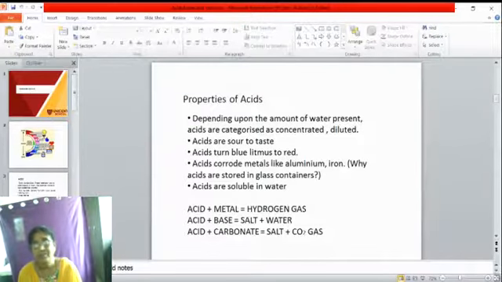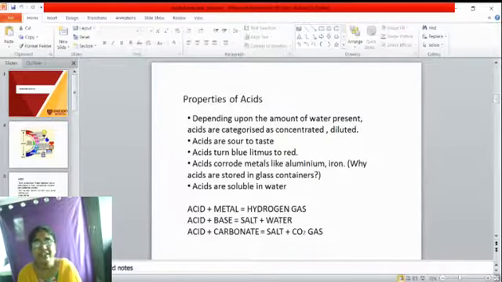Now coming to properties of acid. Never try to taste anything in the laboratory, neither a salt, an acid, or a base. It's very highly dangerous. So kindly be careful when you are in the lab, especially when you're dealing with acids. Acids, as we have discussed before, are sour to taste. And if you can remember, you have seen a blue litmus paper and a red litmus paper. Always, acids turn blue litmus paper red in color.